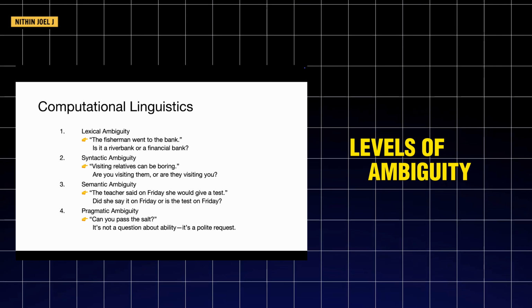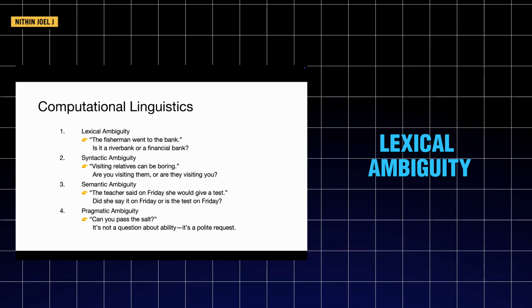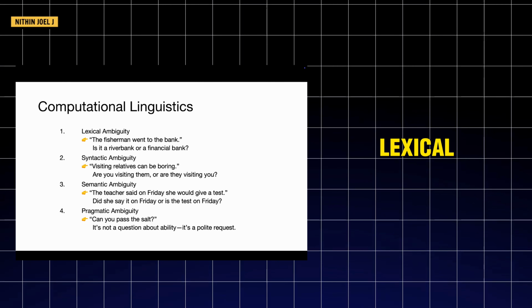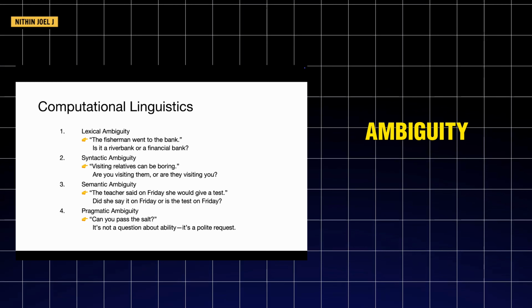Levels of ambiguity. We have four levels, which are lexical ambiguity, syntactic ambiguity, semantic ambiguity, and pragmatic ambiguity. Lexical ambiguity. Let's consider the sentence: the fisherman went to the bank. Is it a river bank or a financial bank? Ambiguity exists over here.